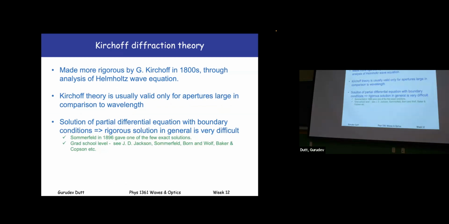Everything I've said about this Huygens-Fresnel principle was actually made more rigorous. So it's not just something that was pictorially represented. It was made more rigorous by Kirchhoff in the 1800s through analysis of the Helmholtz wave equation, which is just Maxwell's wave equation, rewritten carefully for these conditions. And this still is an approximation. It's usually only valid for apertures that are somewhat comparable to the wavelength. And the full solution, which requires partial differential equations with boundary conditions, is a very difficult analytical problem.